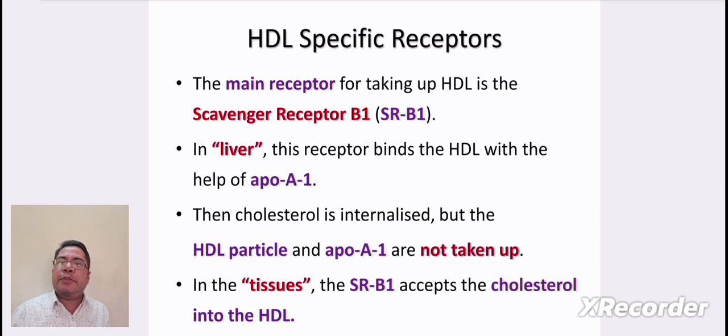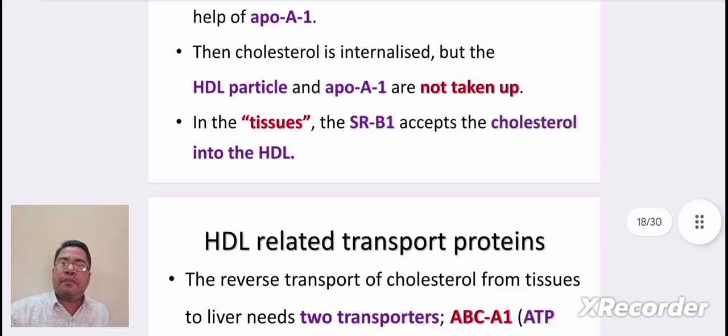Coming to HDL specific receptors. The main receptor for taking up HDL is the scavenger receptor B1. The liver receptor binds the HDL with the help of ApoA1. Then cholesterol is internalized, but the HDL particle and ApoA1 are not taken up. In the tissues, the SR-B1 accepts the cholesterol into the HDL.